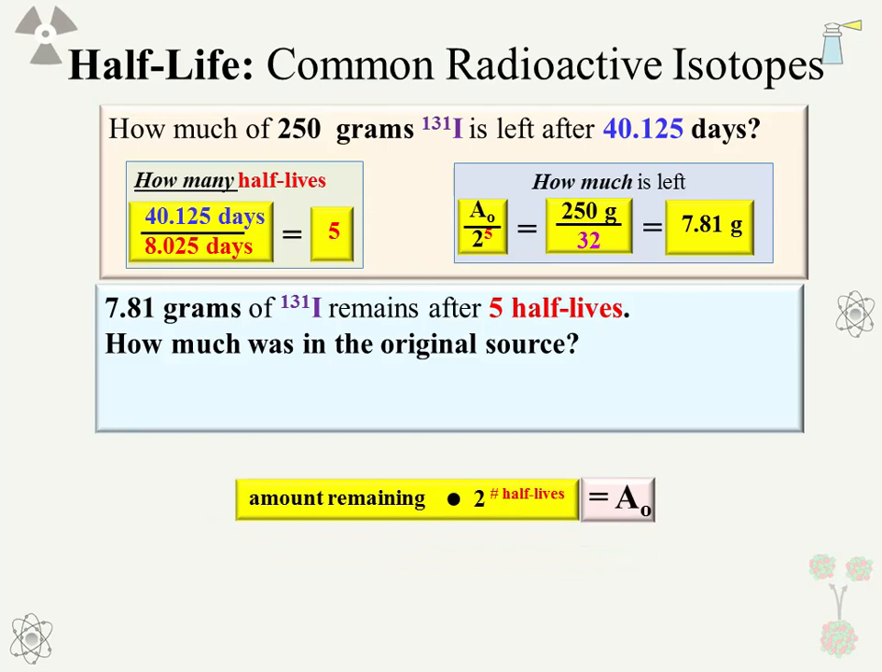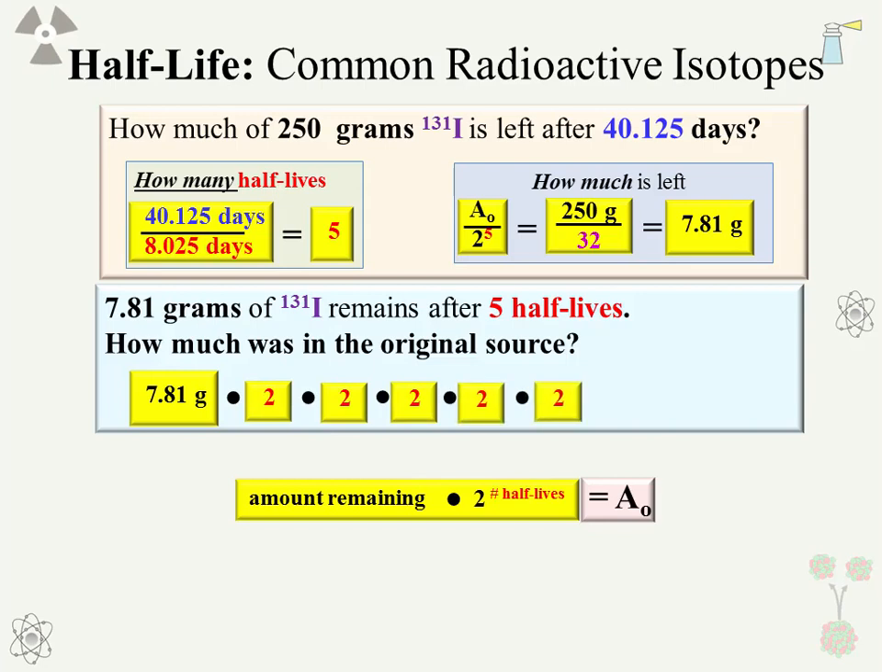Take the remaining amount and multiply it by the 2's. That's done by starting with 7.81 grams and multiplying it by 2 5 times. Or 2 raised to the power of 5. They are the same thing. 2 raised to the power of 5 is 5 multiples of 2. The answer is the 250 grams as seen in the original problem.